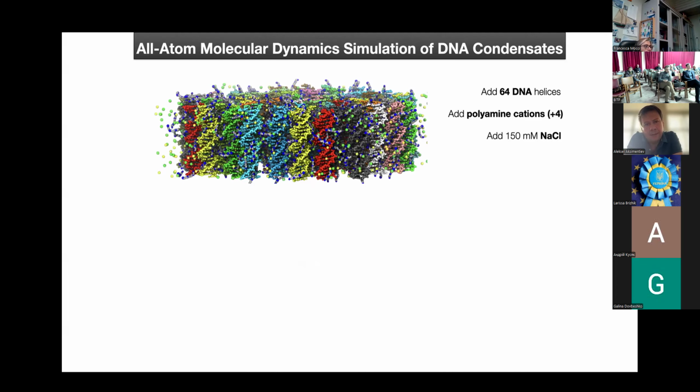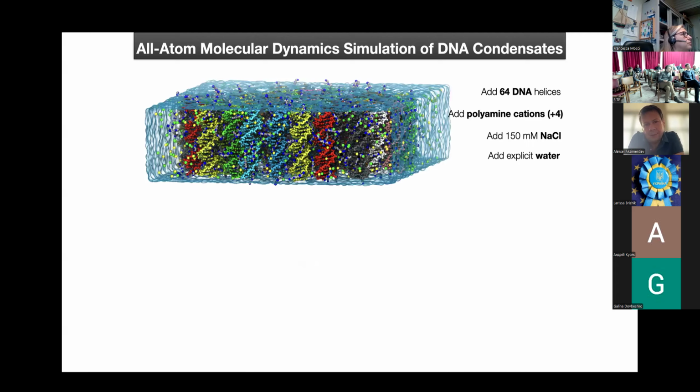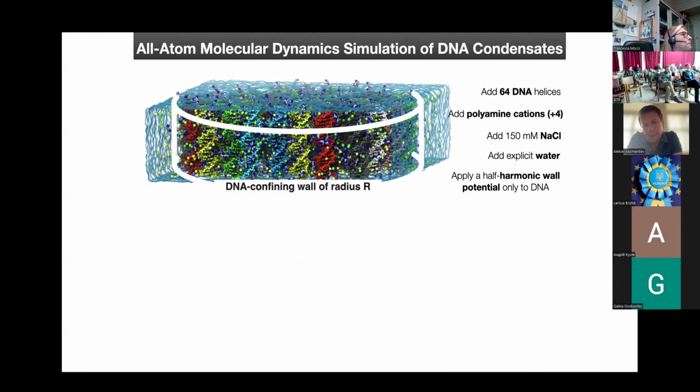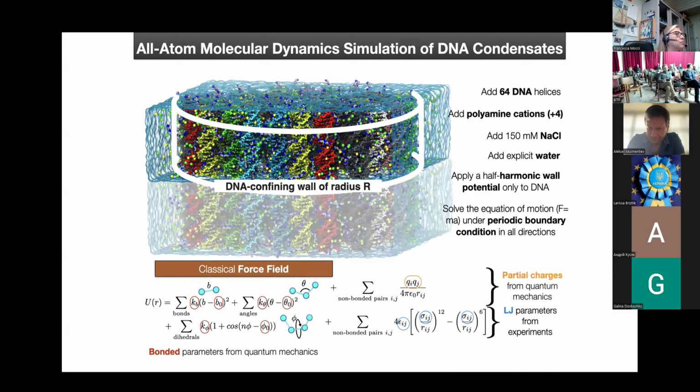cations. The type and concentration of cations we can vary. So the water, and then the trick we do is we confine everything to fit into a cylinder of a certain radius, and then we simulate.